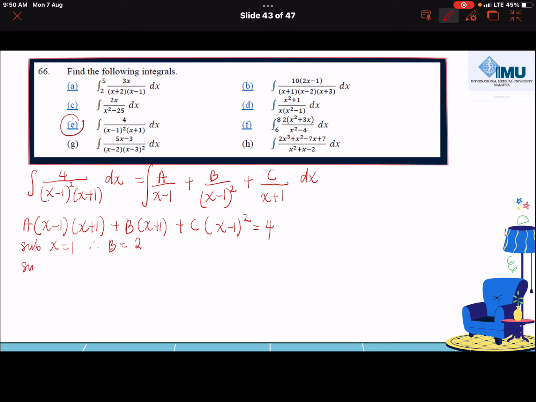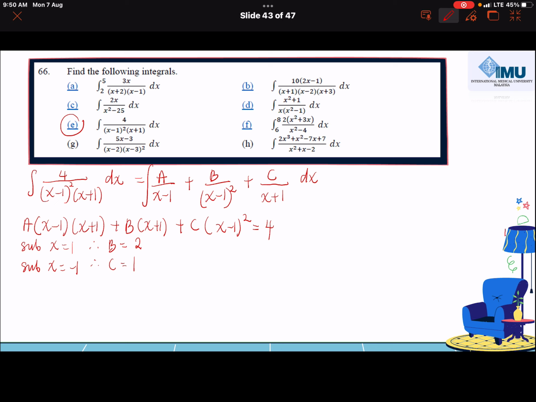Now, substitute x equals negative 1. If you substitute x equals negative 1, A will be gone, B also will be gone, but C can be found. Negative 1 minus 1 is negative 2. Negative 2 squared is 4. So, C is equivalent to 1. Correct. Now, last but not least, we have exhausted the values of x.